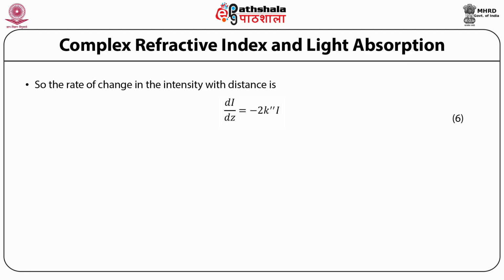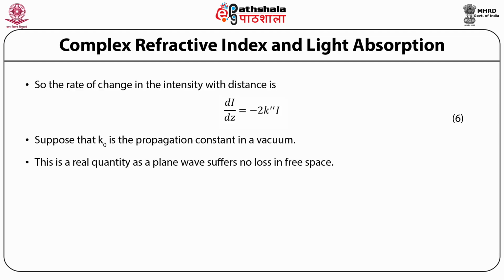So, the rate of change in the intensity with distance is dI/dz equal to minus 2k double prime into I, where the negative sign represents attenuation. Suppose that k0 is the propagation constant in a vacuum. This is a real quantity as a plane wave suffers no loss in free space.